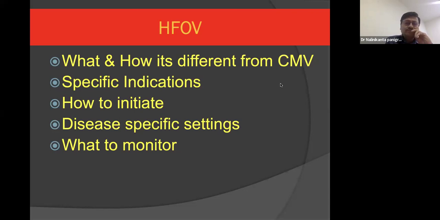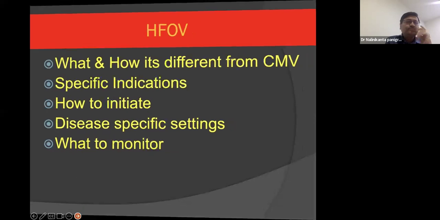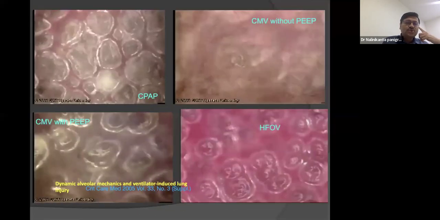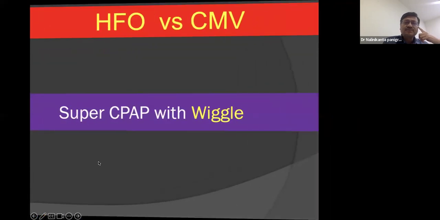With this, we will see how HFO compares to CMV. In simple terms, HFO is CPAP, a mean airway pressure, with a wiggle factor. It is a continuous distending pressure that distends and recruits the airway, with the wiggle factor adding an advantage beyond CPAP. But is it only giving CPAP or something else? Some characteristics are a little different in comparison to conventional ventilation, and we will see those.